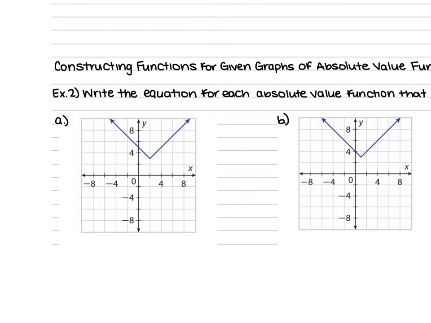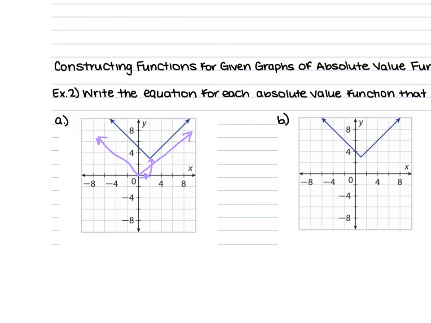For constructing functions from graphs that are given to you, your red line is just f of x is equal to the absolute value of x. Now, this would be literally this function here. So we want to know how it's moving or how it's changing. This is just going up 2 and to the left 1, or sorry, to the right 1.